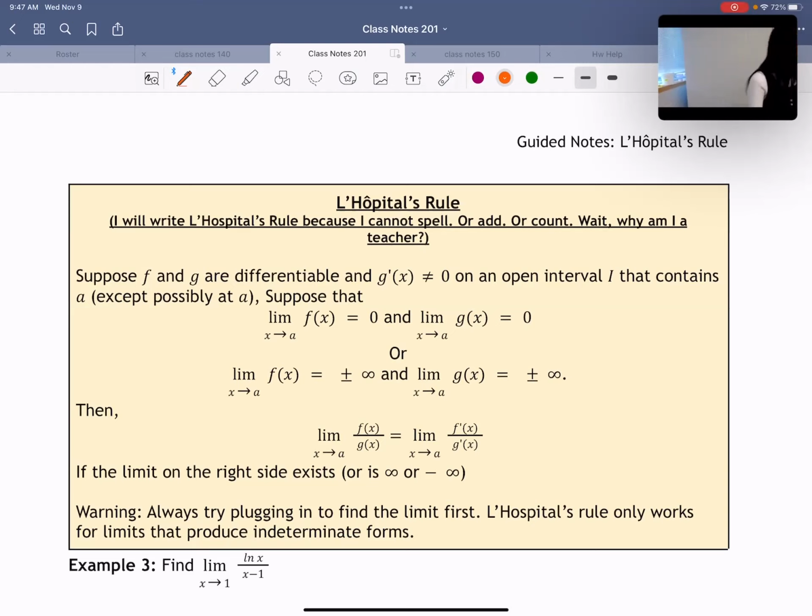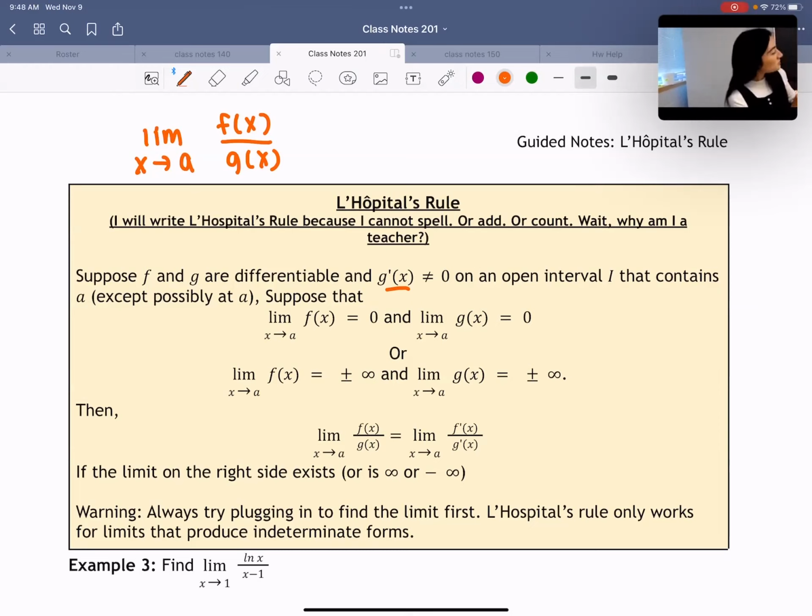I'm very sorry. Okay, what this rule says is, let's say I want to find the limit as x goes to a, any number, of f of x over g of x. So all I'm saying is we have a fraction, with a function up top and a function on the bottom. That's all we're talking about when I say f and g in this definition. Let's say f and g are both differentiable, so I can take the derivative of both the top and the bottom. And g prime is not equal to 0. So if I take the derivative of g, I'm not going to get 0. I'm not going to divide by 0. That'd be a little bit weird. Don't worry about the open interval I.